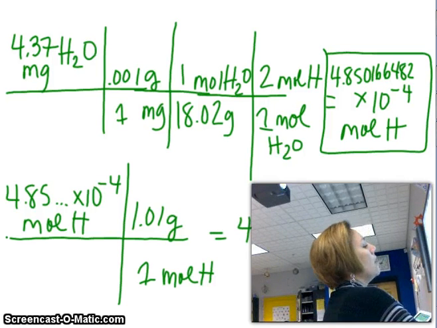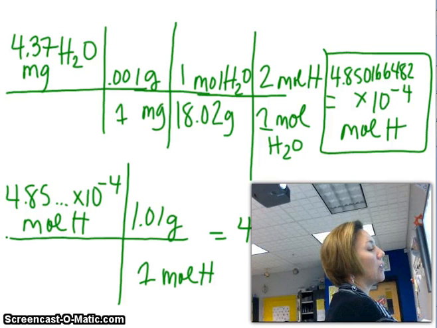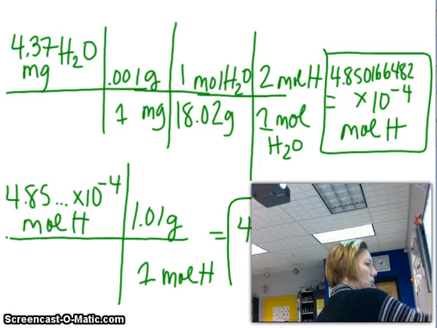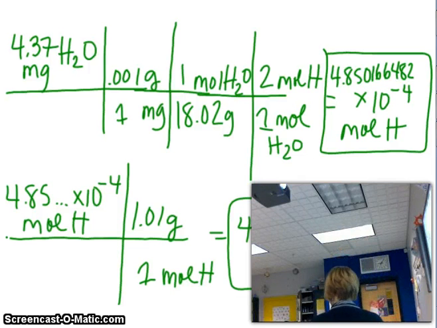4.898668147 times 10 to the negative 4th grams of H. Plug it in the calculator and just write it down. So on your paper right now, you should have your moles of C, your grams of C, your moles of H, your grams of H, right?